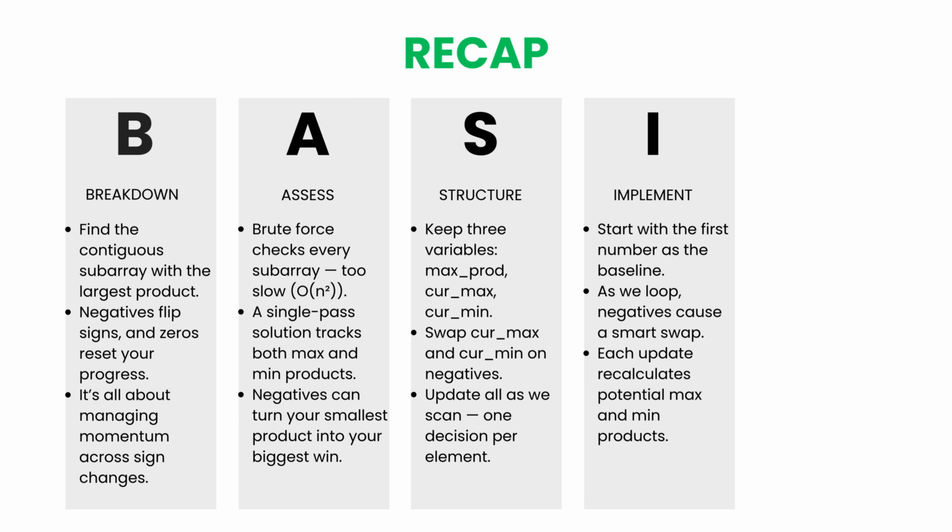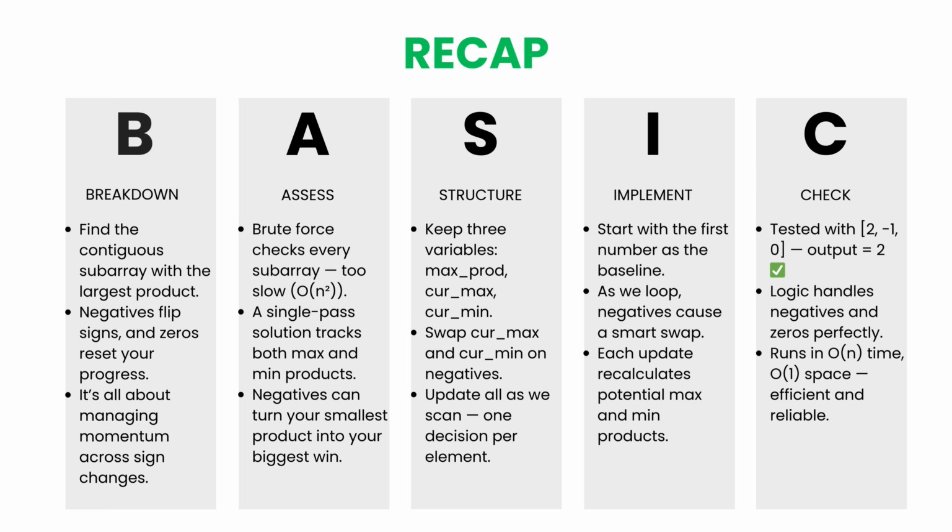Implement recap. When we implemented the logic, the process flowed smoothly. At every step, we updated our running max and min products, handled sign reversals, and kept a record of the global maximum as it evolved. Conceptually, it felt like walking through the array with real-time recalibration, adjusting to every twist caused by negatives and zeros.